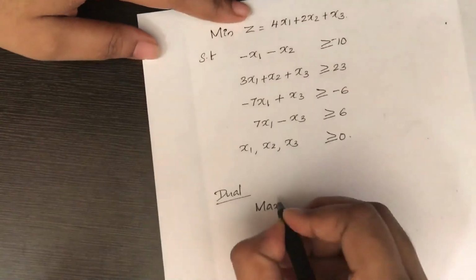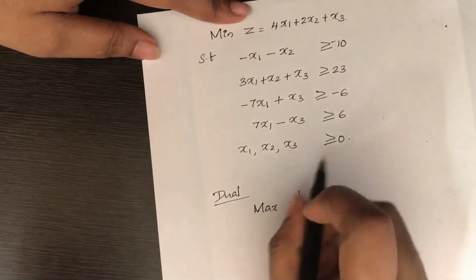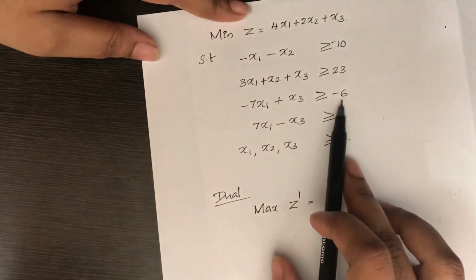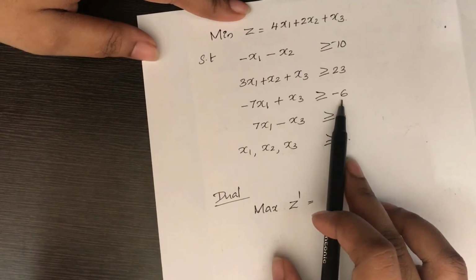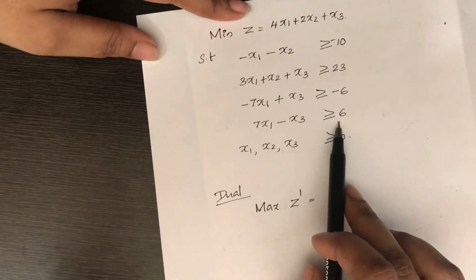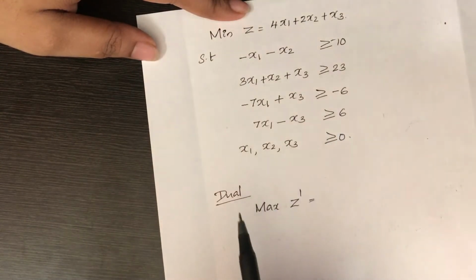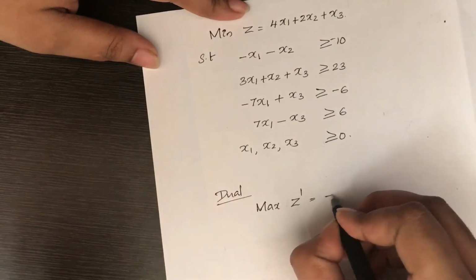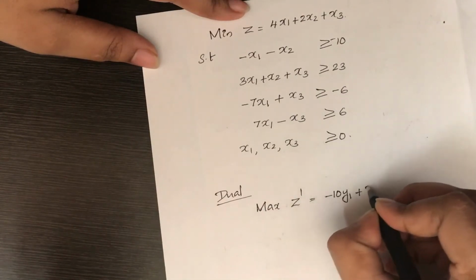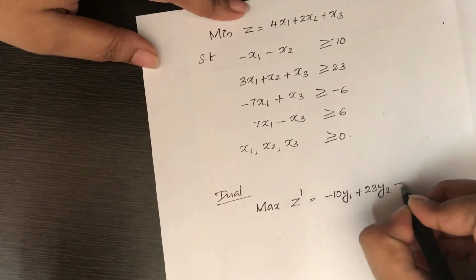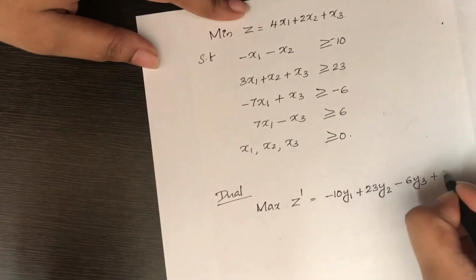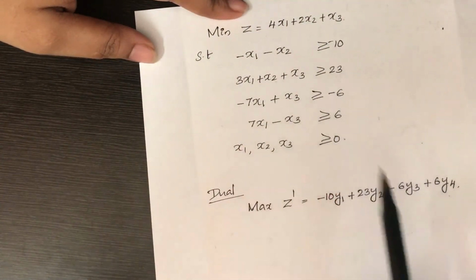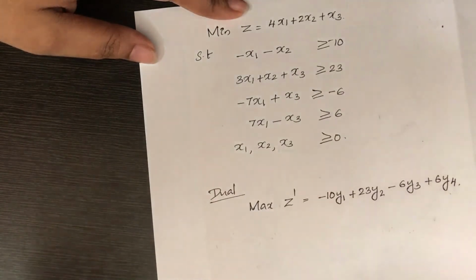maximize z dash is equal to minus 10y1 plus 23y2 minus 6y3 plus 6y4. Look here, 4 constraints, 4 variables in the dual.